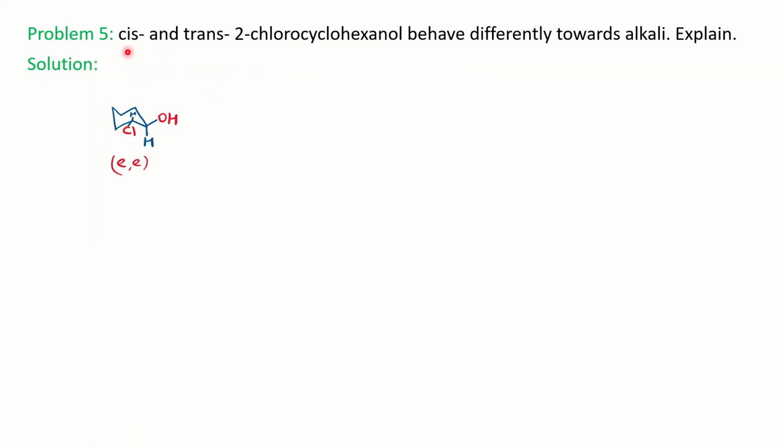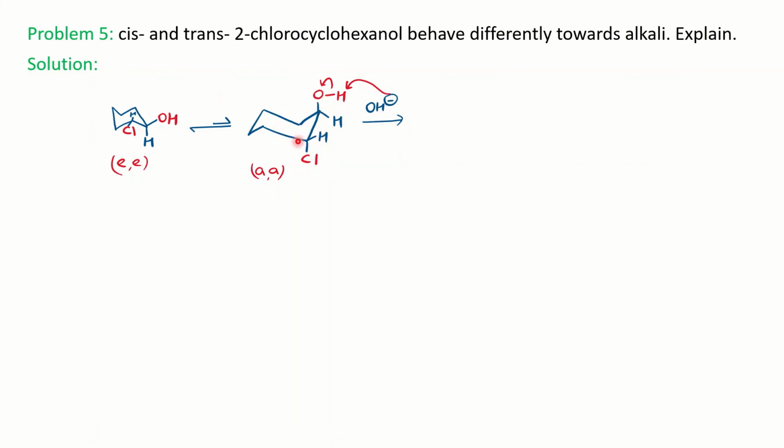First we are going to draw the trans isomer. Trans 2-chlorocyclohexanol means the two should be opposite to each other. In the EE conformation, both are at equatorial positions, so OH and Cl are equatorial and opposite to each other. This is the stable trans conformation, EE. But if we are looking for NGP, the two should be anti to each other, so we just flip this ring, converting EE to AA conformation. Now OH and Cl are opposite to each other.